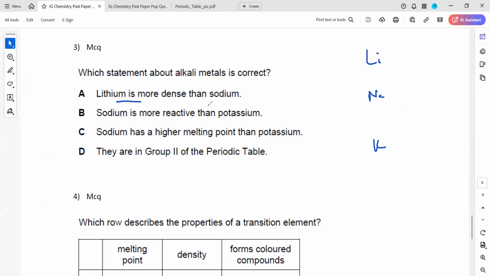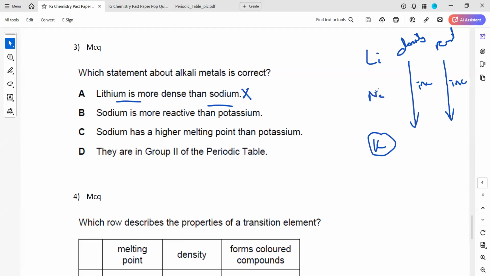First, lithium is more dense than sodium. Is it right? We know density increases as we go down the group. So sodium should be denser, but they said lithium is more dense. So it is not correct. Sodium is more reactive than potassium. As we go down the group, what will happen to reactivity? Reactivity increases. So is sodium more reactive than potassium? No, potassium is more reactive than sodium because potassium is below sodium.